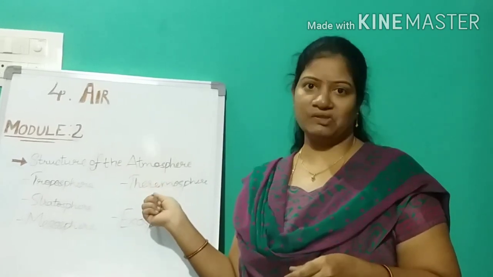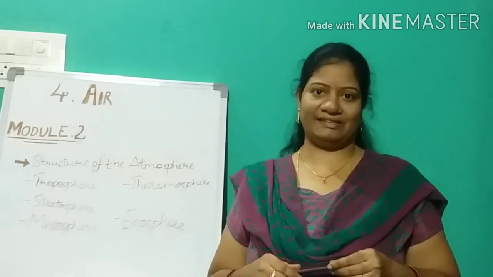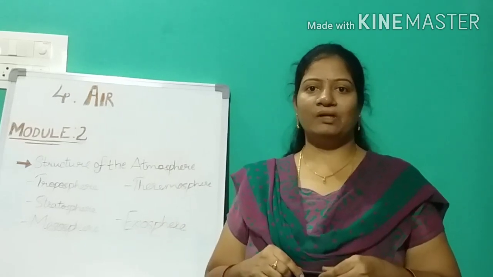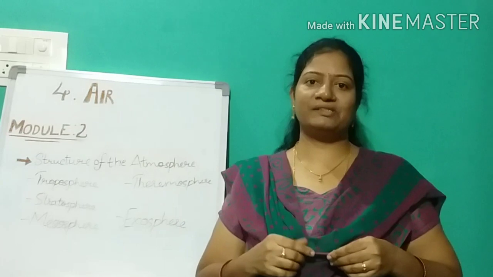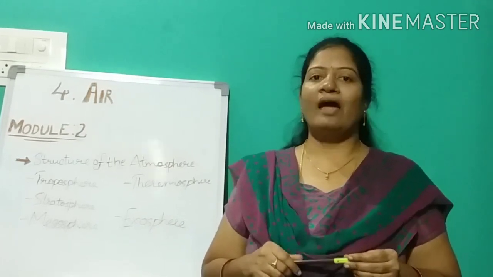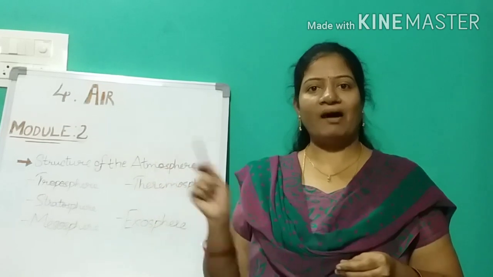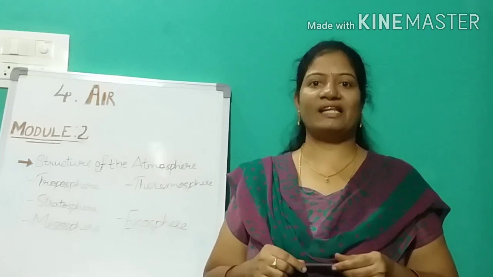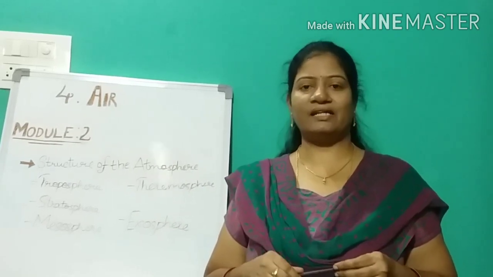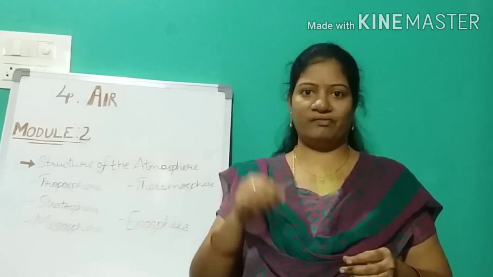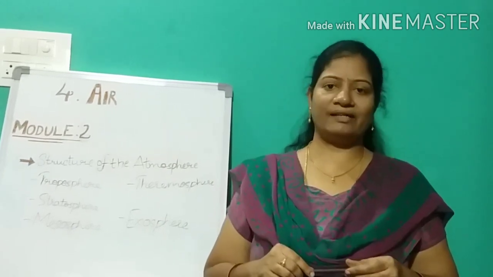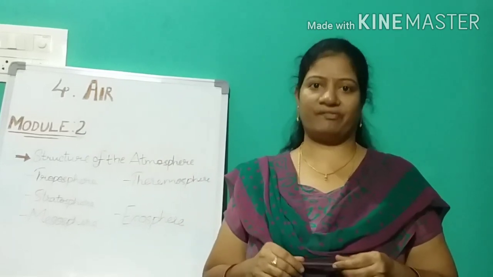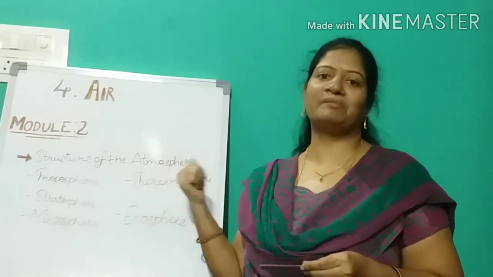And next, coming to the thermosphere, this is the fourth layer of the atmosphere. Okay, in this fourth layer, the thermosphere, it extends from 80 to 400 kilometers of height. Okay, and here the ionosphere is part of the thermosphere, and this layer helps in radio transmission. Actually, radio waves transmitted from the earth come back to the earth's surface by this layer, the thermosphere.